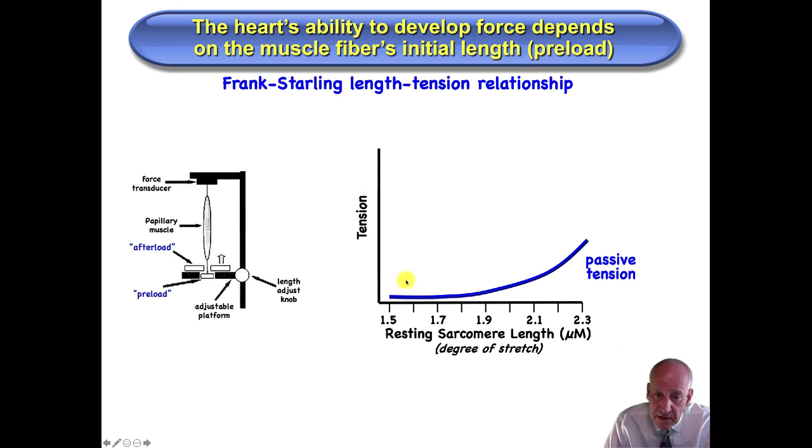We start our experiment with the muscle completely limp, no tension, and then we begin to adjust the knob to increase the length of the muscle. In other words, to stretch it out. And as the muscle as a whole stretches, the sarcomeres begin to pull apart.